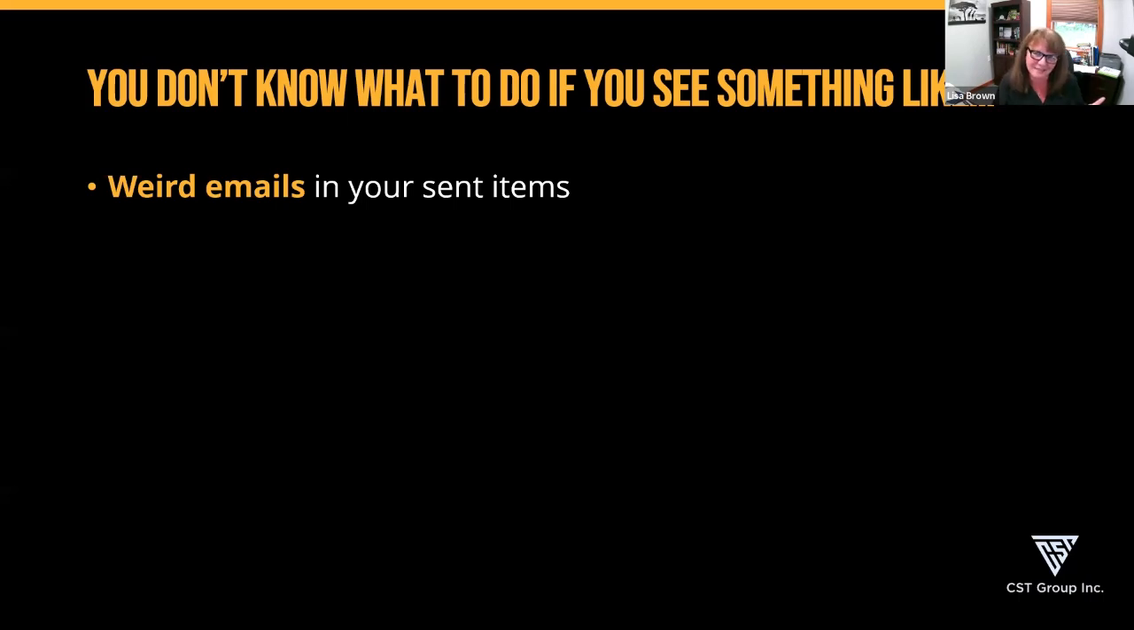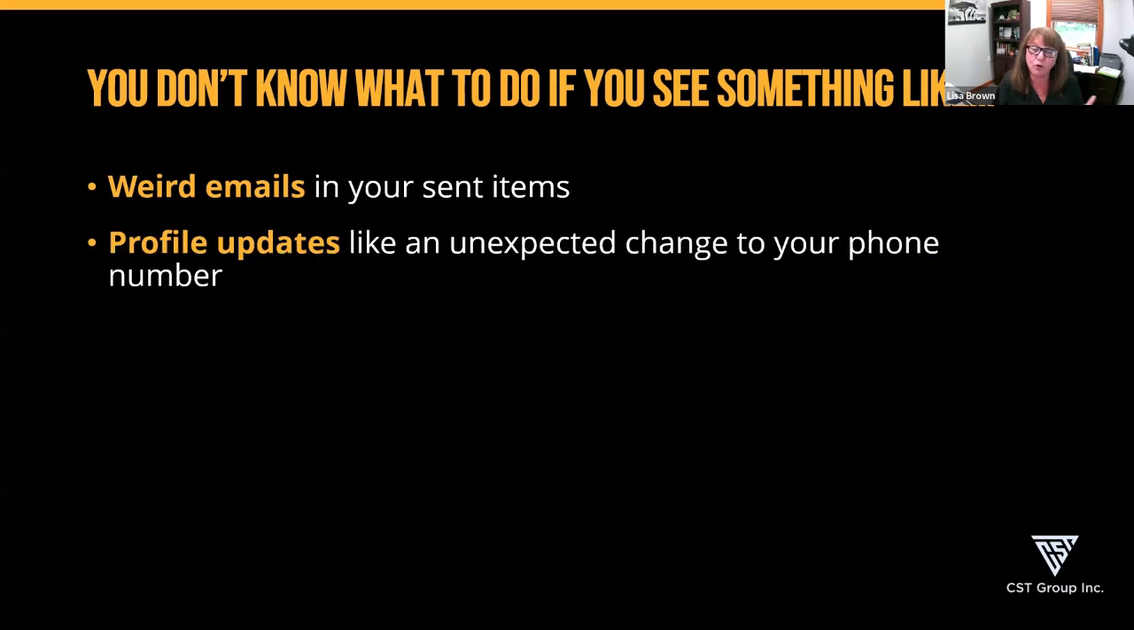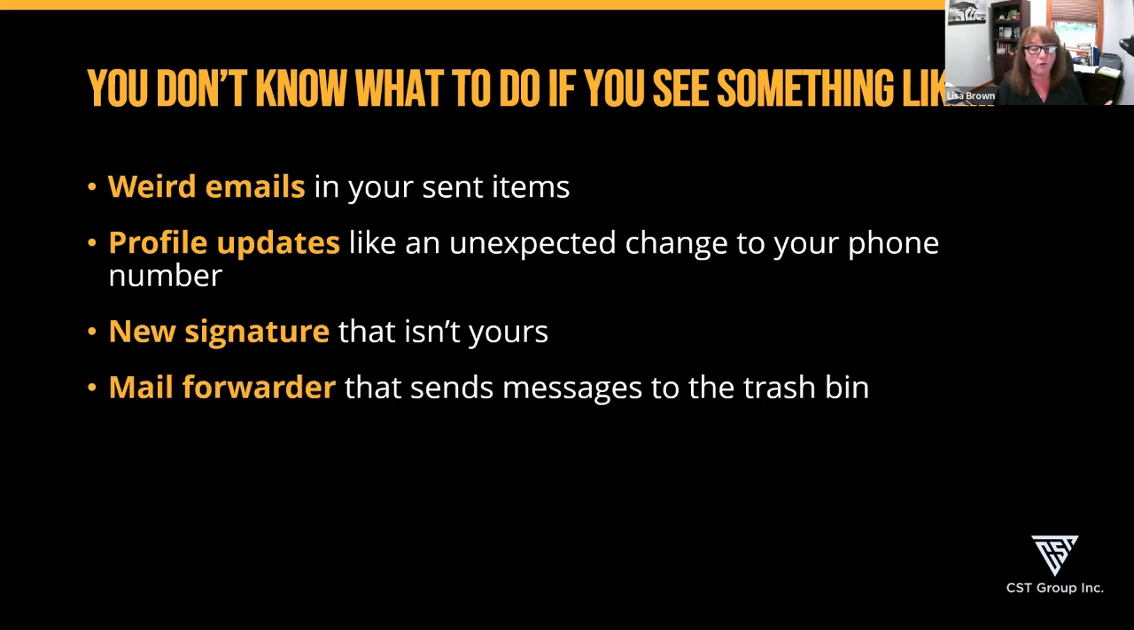Okay, the last sign is you don't know what to do if you see something like weird emails in your sent items, like you didn't put them there, you're not really sure. Profile updates, like an unexpected change to your phone number or your address or your image. Be careful with any kind of update that you didn't initiate. A new signature that isn't yours. Mail forwarders that seem to be dumping your messages either in your trash or in another subfolder, or unexpected password change requests. So those are some things that you should be watching out for.